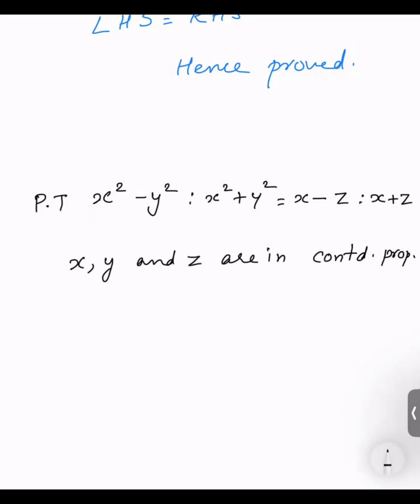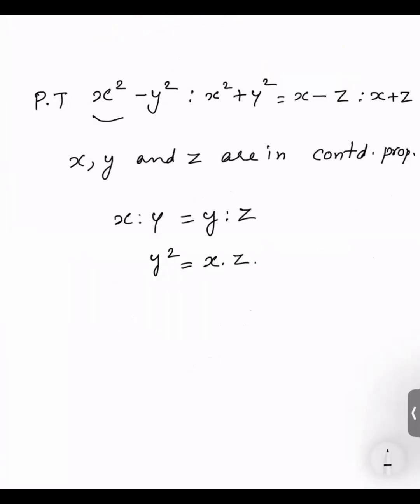What is the meaning of X, Y, and Z are in continued proportion? X is to Y equal to Y is to Z. That's correct. So can I write Y square equal to X into Z? Product of means equal to product of extremes. Which are the mean terms here? This and this are mean terms. This and this are extreme terms. So product of means equal to product of extremes. So write that, and I am getting Y square equal to X into Z. Right? So keep it there.